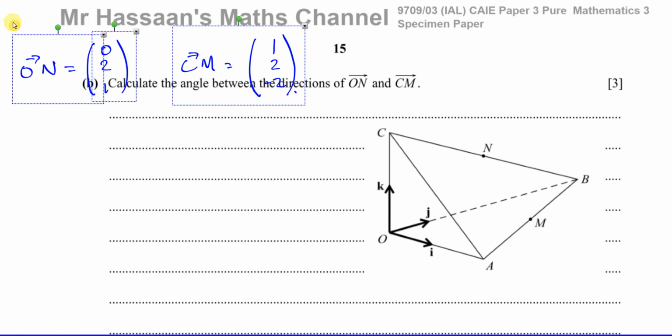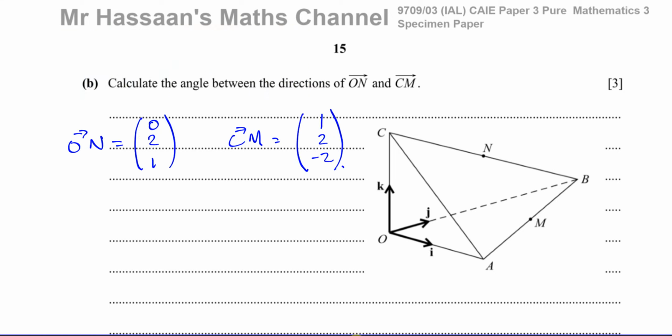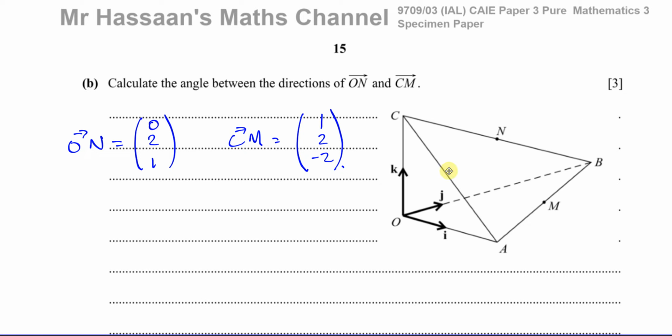So now the next part of the question. Okay, now we're told to calculate the angle between the directions of O to N and C to M. Now we just found out what those vectors are. So the angle between the directions of O to N and C to M. So we have O to N and we have C to M.